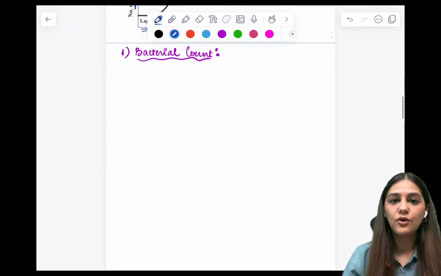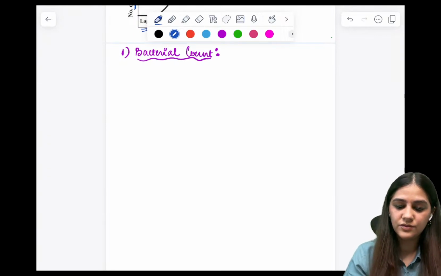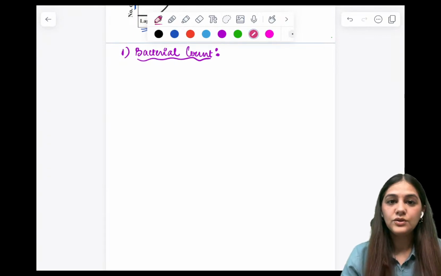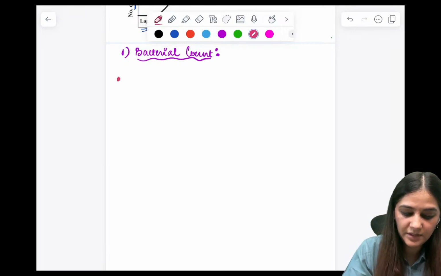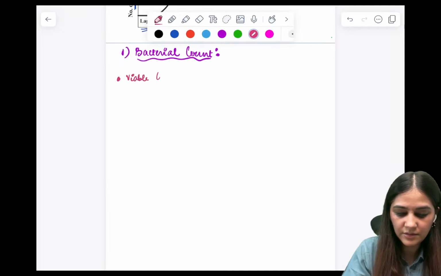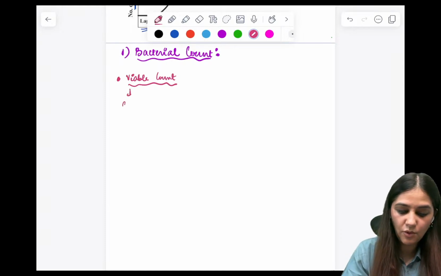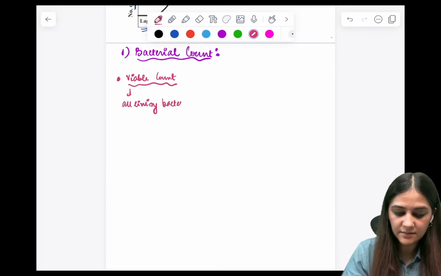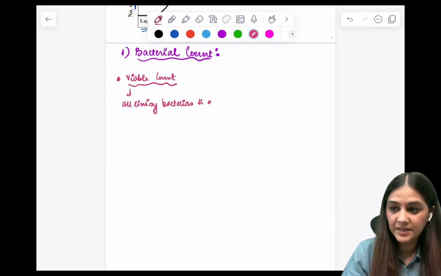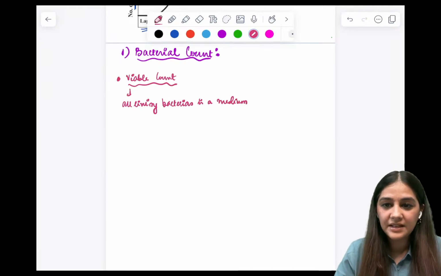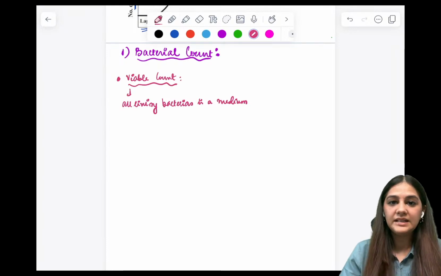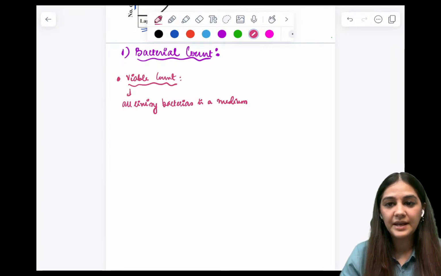So next I want to talk about what is a bacterial count. So what is actually a bacterial count? We will divide this into two parts. The first thing is going to be a viable count. So what is a viable count? Viable count is nothing but all living bacteria in a medium. Viable means living, right? So all the living bacteria in a medium is known as a viable count.